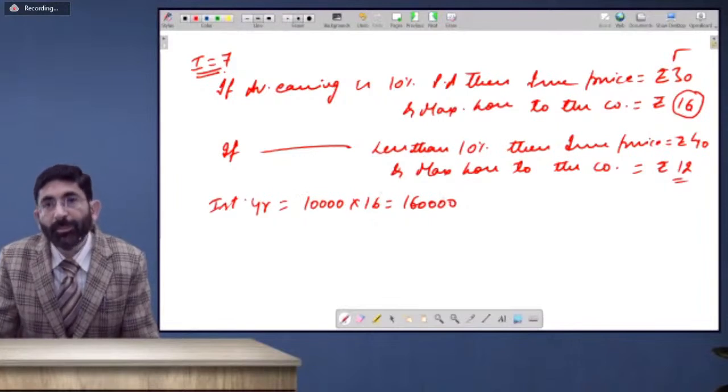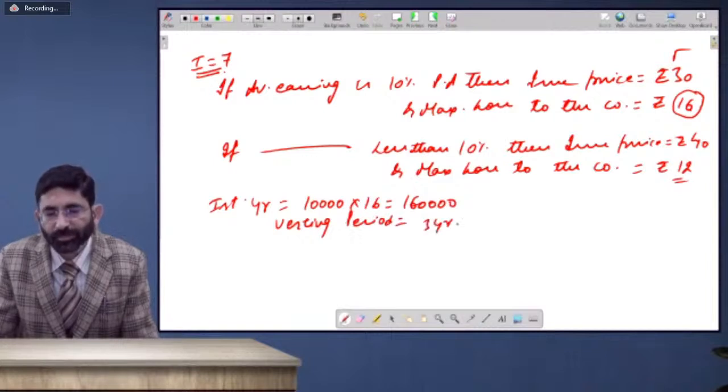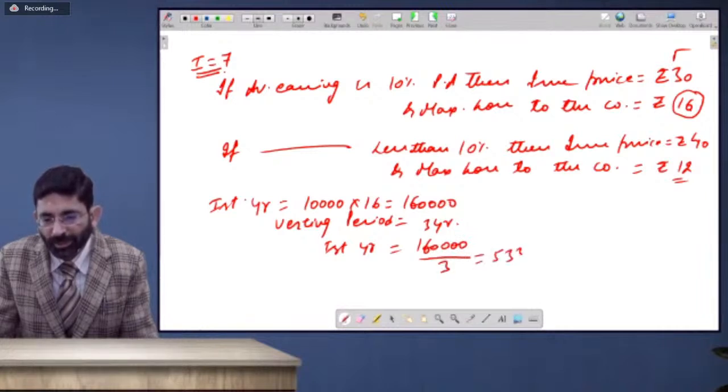Now, the vesting period is 3 years. So this loss is to be written off within the period of 3 years. So for the first year, how much is to be written off? 1,60,000 divided by 3, it is 53,333. Is that clear to everyone?